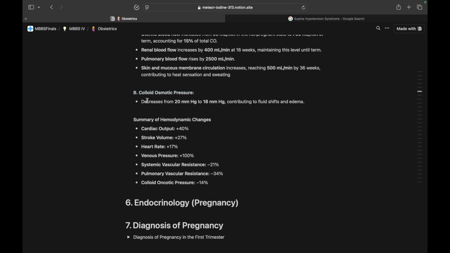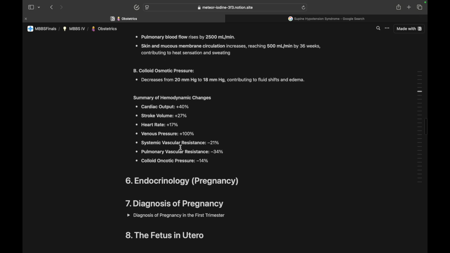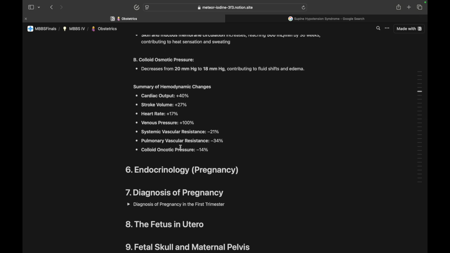Colloid osmotic pressure decreases from 20 to 18, contributing to fluid shift and edema. So we have already seen how plasma proteins change. They are 7 gram. So you can see A/G ratio from 1.7:1 to 1:1. So overall cardiac output changes by 40%.